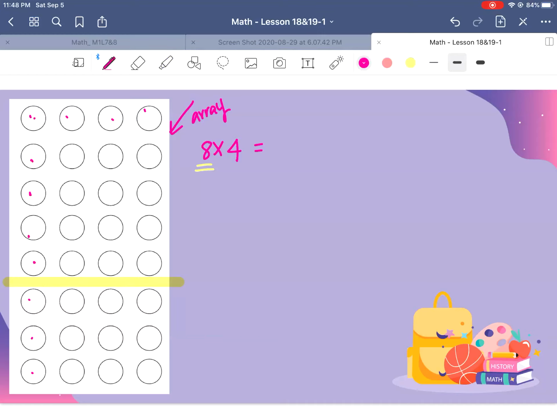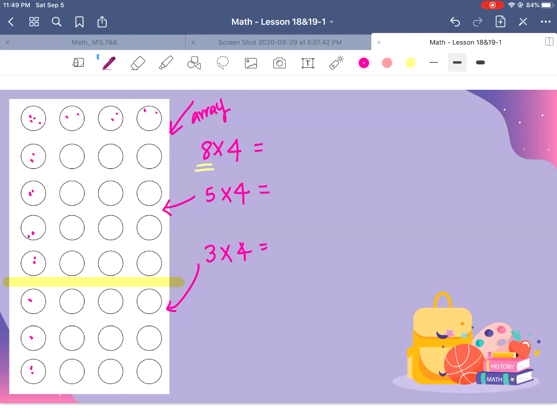And I'm going to count my number of rows once again. 1, 2, 3, 4, 5. And 1, 2, 3, 4. This belongs to the top part over here. And I'm going to do the same for the second part. 1, 2, 3 times 4.